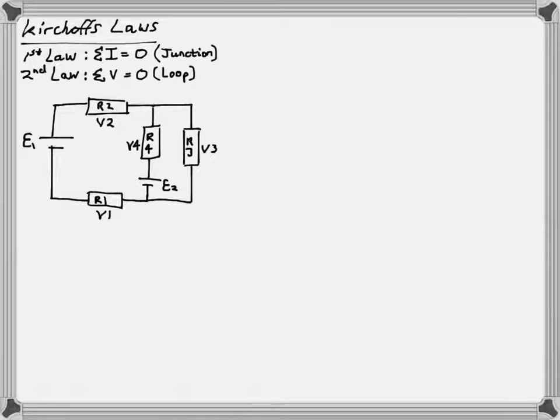Now the last thing I need to do is to assign current values, and I have to sort of try and figure out the direction that the current is going to move through the circuit.